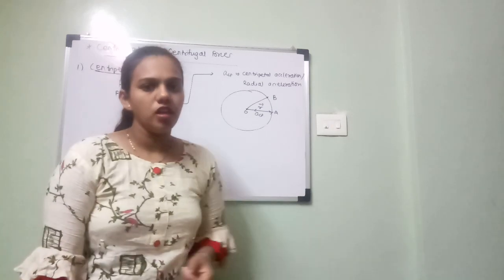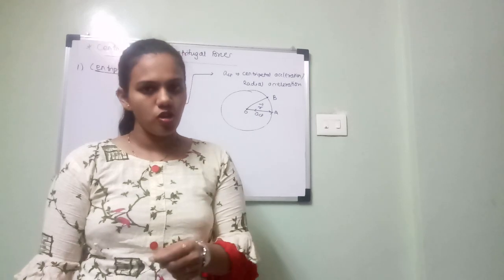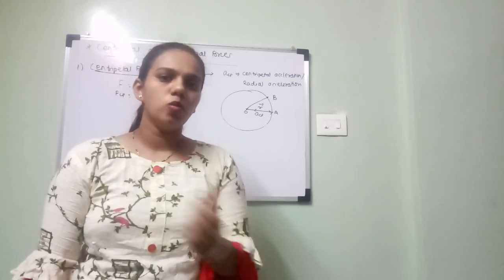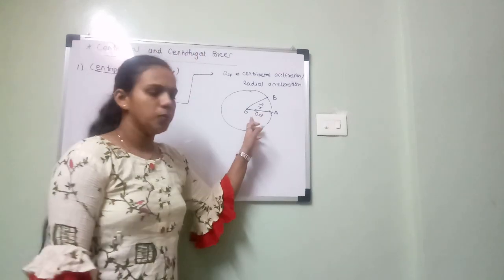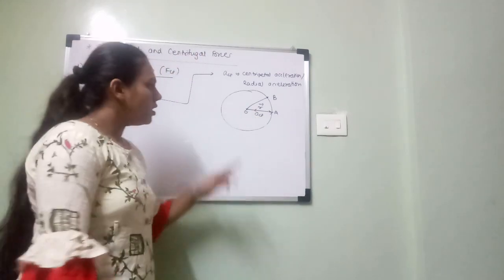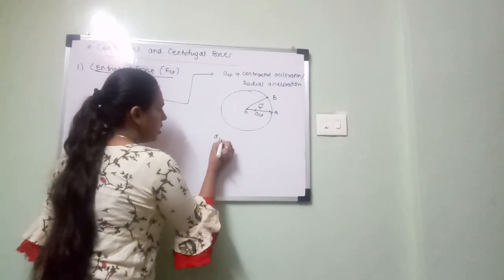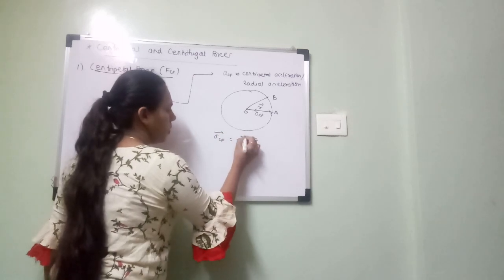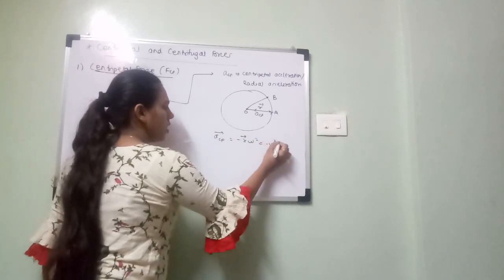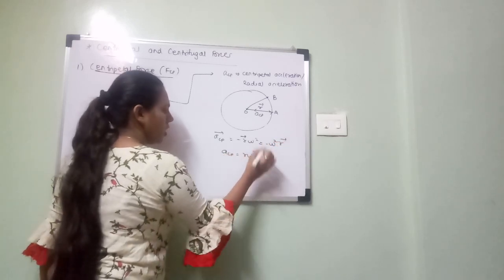So you can define it again. The acceleration of a particle performing circular motion, directed towards the center along the radius, is known as centripetal acceleration. This you have derived in 11th standard. ACP in vector form is equal to minus r omega square, or minus omega square r bar. In magnitude form, ACP is equal to r omega square.